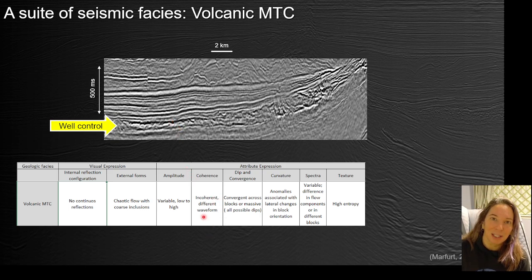Coherence is incoherent because they're very different from each other in these mass transport complexes. The coherence is always very low and incoherent. We've got dip, curvature, spectra, and then the texture would have a very high entropy too.